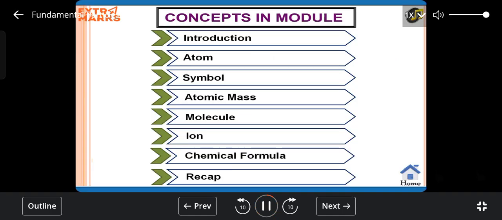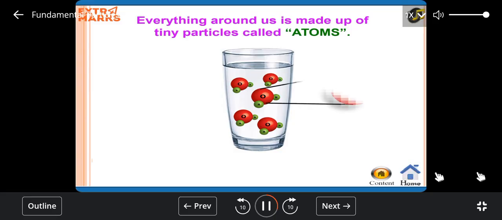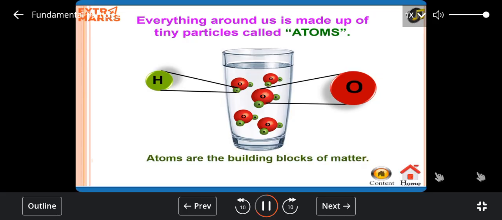We will study about atom, symbol, atomic mass, molecule, ion, and chemical formula. An introduction to atoms. Everything around us is made up of tiny particles called atoms. Atoms are the building blocks of matter. Let us study about the atoms in detail.